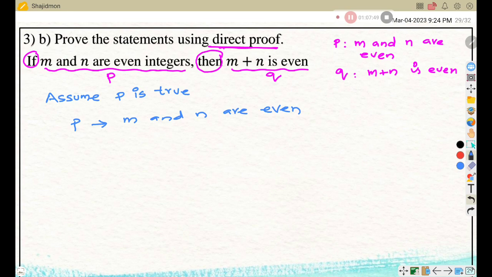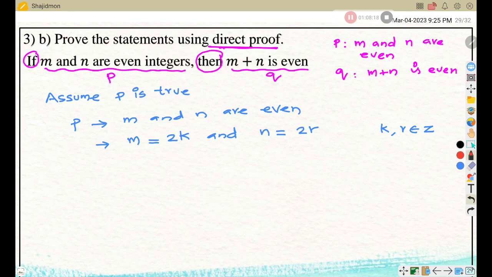Got it? m and n are even. So what is the meaning? m and n are even. How to write an m number and how to write an n number? That means m equals, how to write an even number, 2k, correct? And n equals, how to write that one? n is also an even number, so we can write it 2 times r. Any 2 letters we can use. k and r I am using here, where k and r belong to Z, integer numbers, correct?